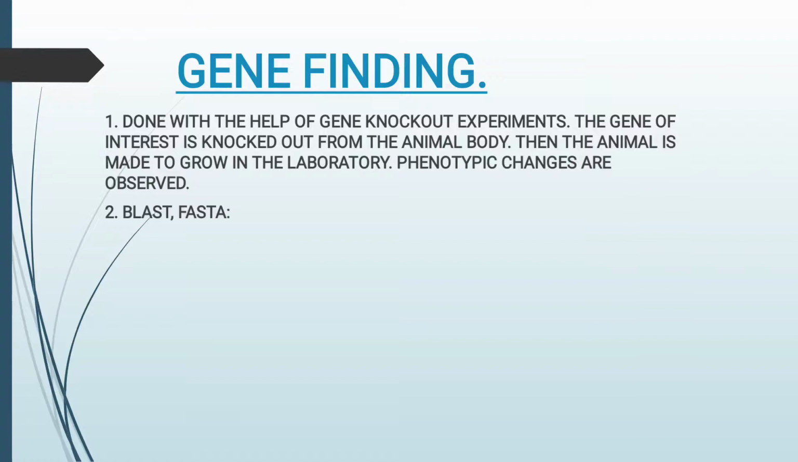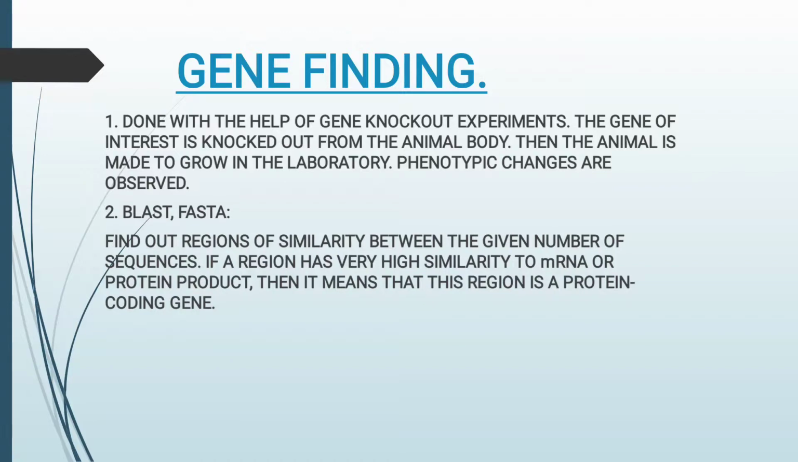This is gene finding. Second is BLAST, FASTA. Researchers have shown that in genes, the regions of similarity always have a high number of protein coding genes. BLAST is the Basic Local Alignment Search Tool. This tool helps you identify the homologous regions of different genes, and multiple sequences can be aligned to find the homologous regions. All homologous regions generally contain protein coding genes.